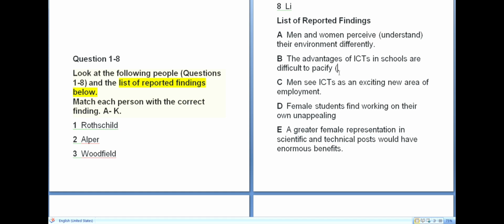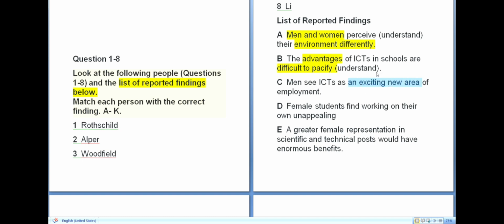Fine. Highlighting the words again, men and women perceive their environment in a different manner. Then it is the advantages of ICTs in schools are different to pacify, that is difficult to understand. C option says men see ICTs as an exciting area of employment. What are these people doing? They are observing ICTs as an exciting area. Who are they? They are men, not the women.